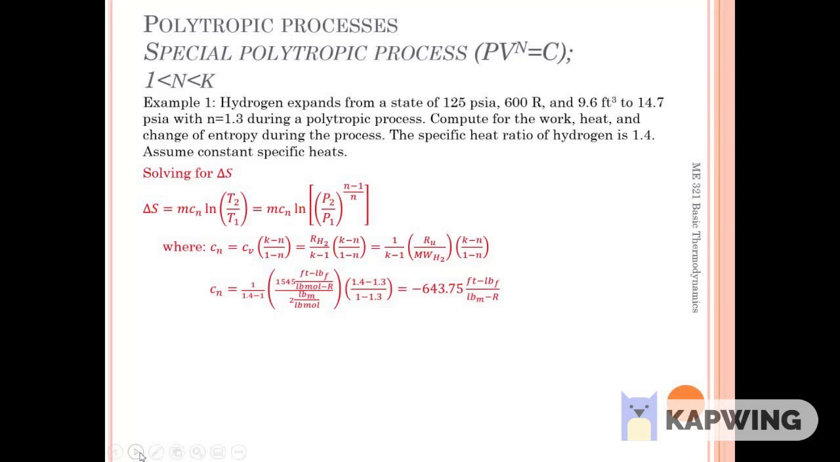Before we proceed, notice that unlike the specific heats at constant volume and at constant pressure, the specific heat for special polytropic processes can have a negative value.